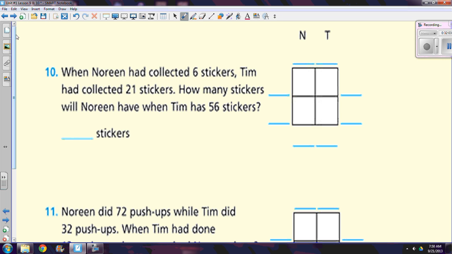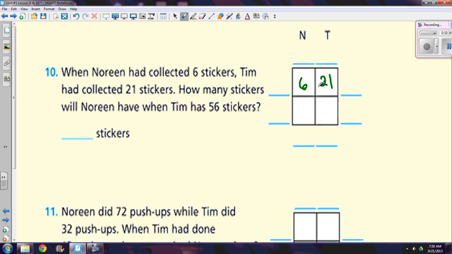Number 10 and number 11, let's just do one more, and then we'll be done. Let's look at number 10 here. When Noreen had collected 6 stickers, Tim had collected 21. So we have 6 to 21. 6 to 21. What number will go into 6 that will also go into 21?